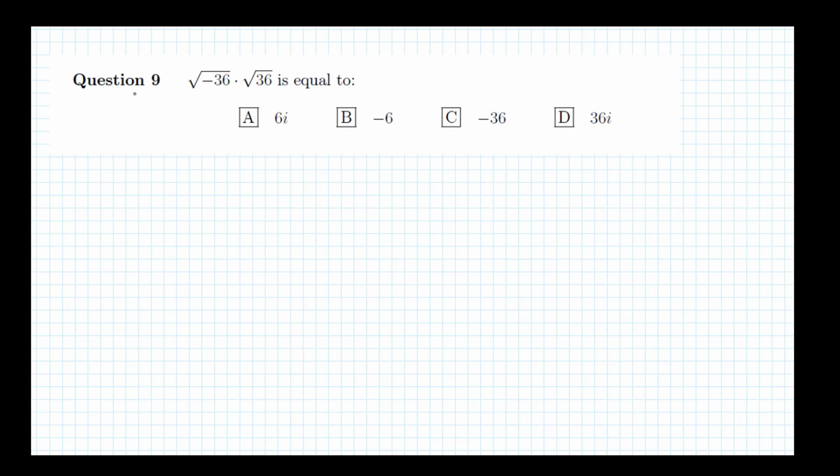Question 9. Square root of minus 36 times square root of 36 is equal to. This is a very simple question, since the square root of minus 36 equals 6i and the square root of 36 equals 6, and 6i times 6 would give 36i. So the answer here is D.